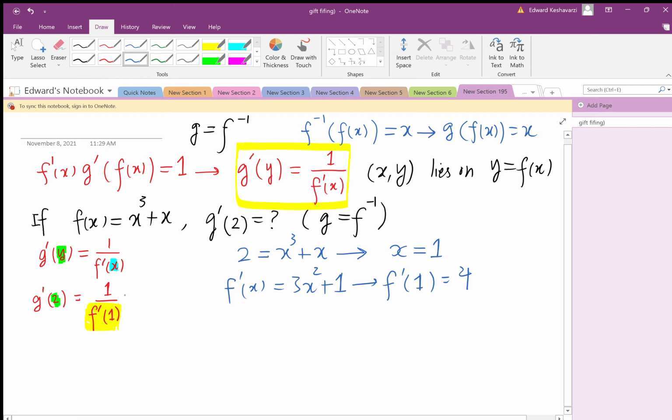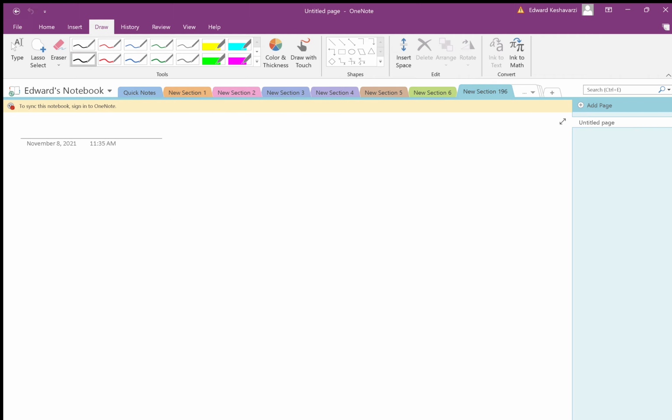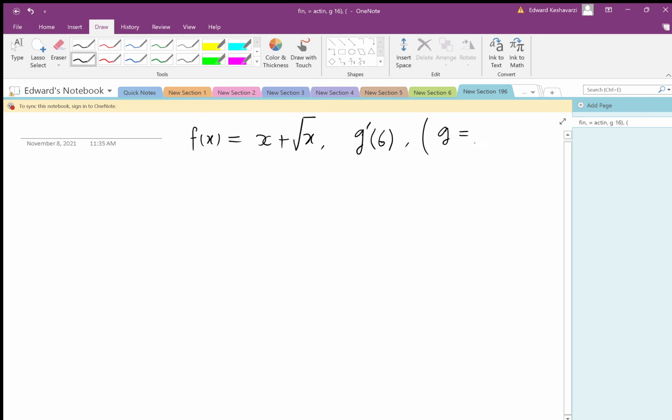So put it back here. It's going to be 1 over 4. This is the derivative of inverse function at 2. I'm going to give you the last example. So given that f of x equals x plus square root of x, we are interested to get g prime at 6, knowing that g is inverse function.